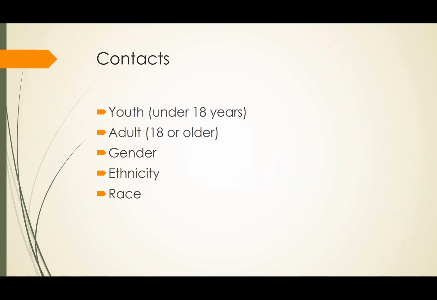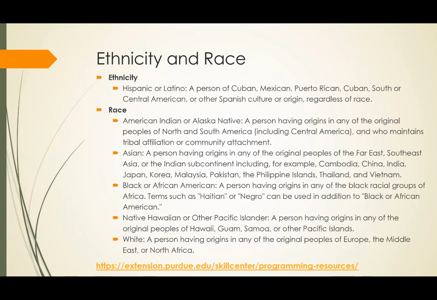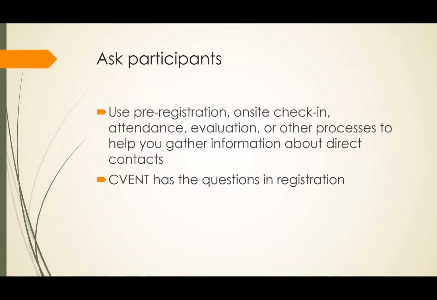Our contacts are identified by youth or adult, and youth is under 18. Adult is 18 and older. We identify by gender, ethnicity, and race. There are definitions of ethnicity and race available to you. I've mapped them out here, but if you look at the bottom of the screen, we have them posted on our website, and you can pull up that information there. So again, you document individuals by ethnicity first, and then you document them also by race.